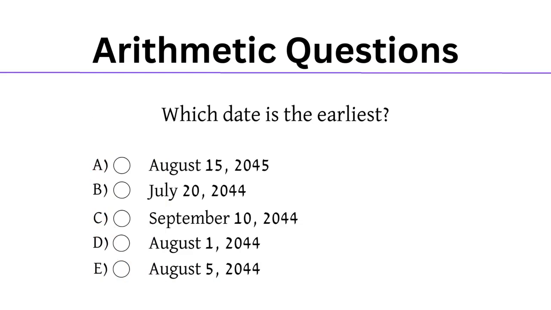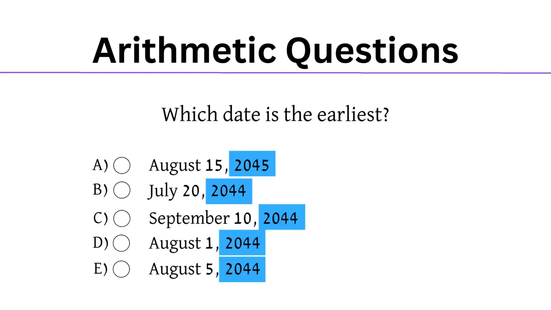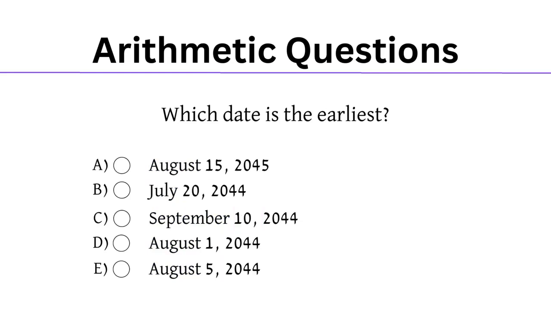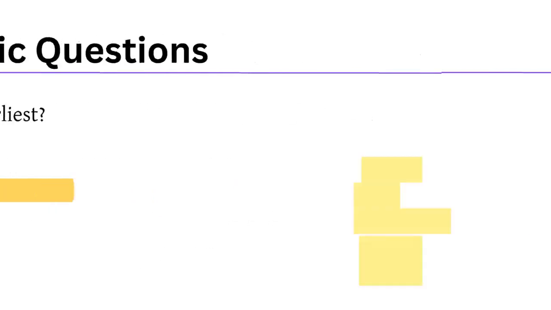The last easy question is showing you 5 similar dates and asking you to find the earliest. It doesn't matter if we need the earliest or the latest date, the order will be the same. Start with the year, then the month, then the day, leading us to option B as our final answer.